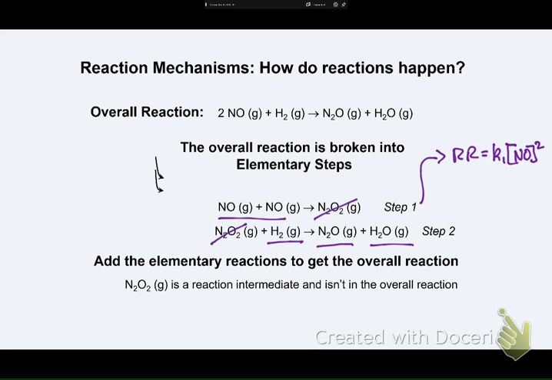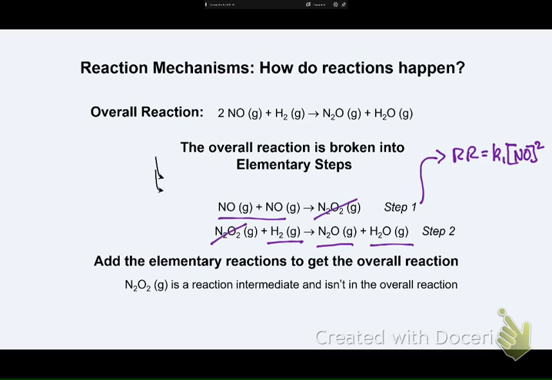And this is how you get something that has to be second order. What this says is that two molecules of NO, before this reaction can proceed to the next step, have to collide together. And when they collide together, they form this intermediate, which then quickly reacts with H2 to produce the products.